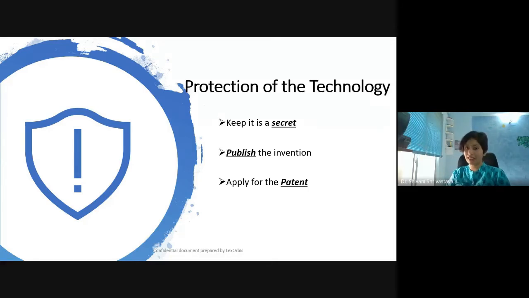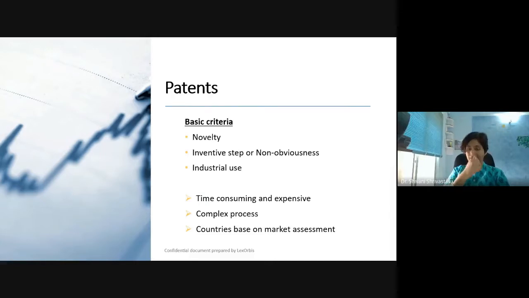The third and important option to protect the technology is through intellectual property rights. Usually technology is protected under patent laws, and there are some basic criteria. When we are talking about a patent, the invention should be novel and new. When we say novel, that means it should not be available anywhere in India or the world.